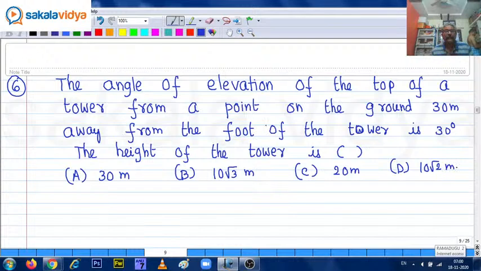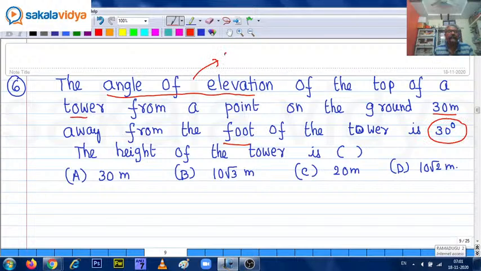So first let me read the question carefully. The angle of elevation of the top of a tower from a point on the ground 30 meters away from the foot of the tower is 30 degrees. That means the angle of elevation is 30 degrees. Then what we need to find out? The height of the tower we need to find out. So yes, it will be useful for PUC also.